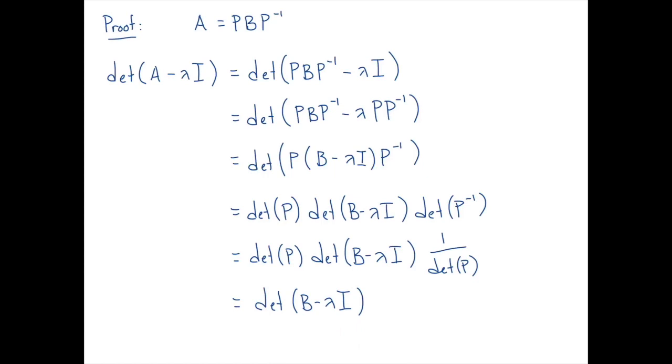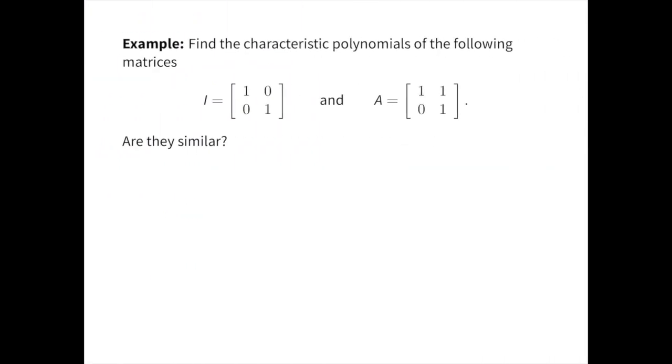Now, unfortunately, it doesn't quite characterize what it means to be similar. What do I mean by this? Well, for example, here are two matrices. Let's compute their characteristic polynomials, and then see if they're similar. If you want to compute the characteristic polynomial of the first matrix, that's just the identity matrix. So that's the determinant of I minus lambda I.